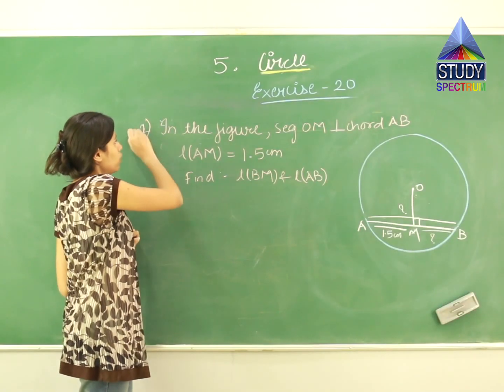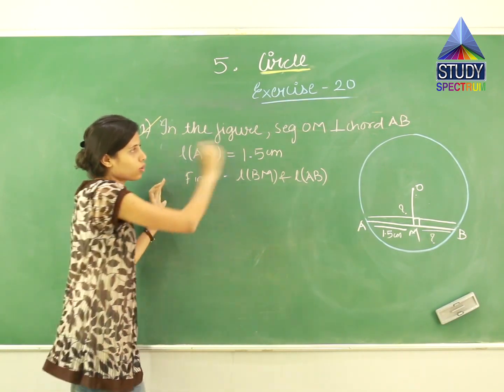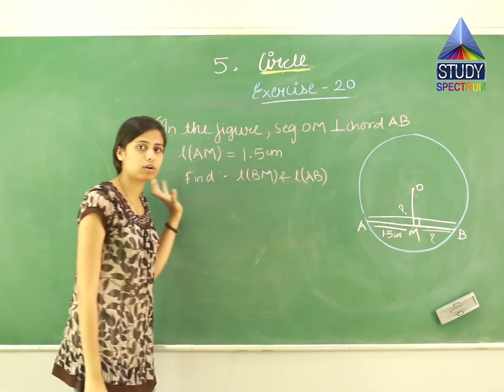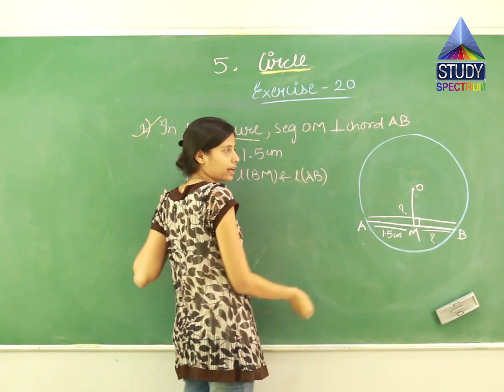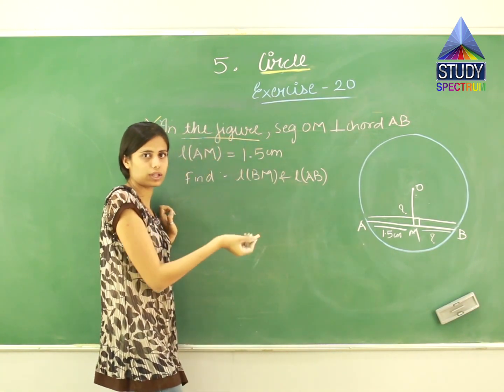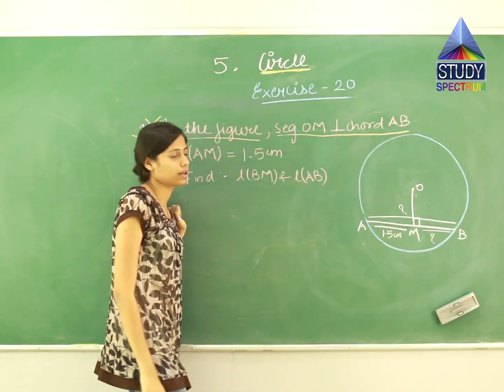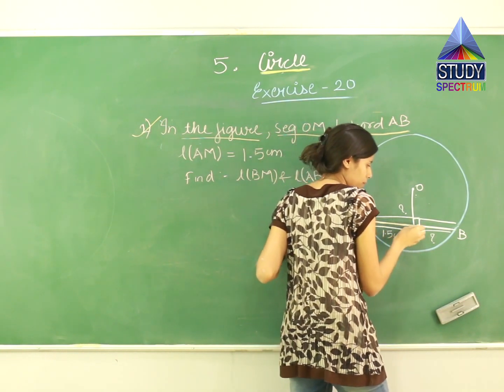Now let us move on to the second question. In this question you are given the question in the form of a statement and a diagram. So let us see what is the question. In the figure, we have been given a figure and they are telling us to look into that figure. Segment OM is perpendicular to chord AB. Where is chord AB? This is the chord AB.